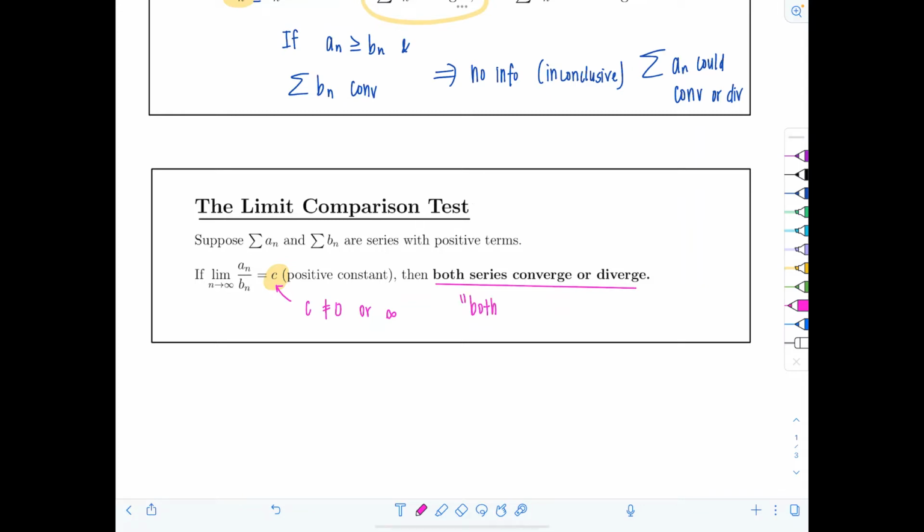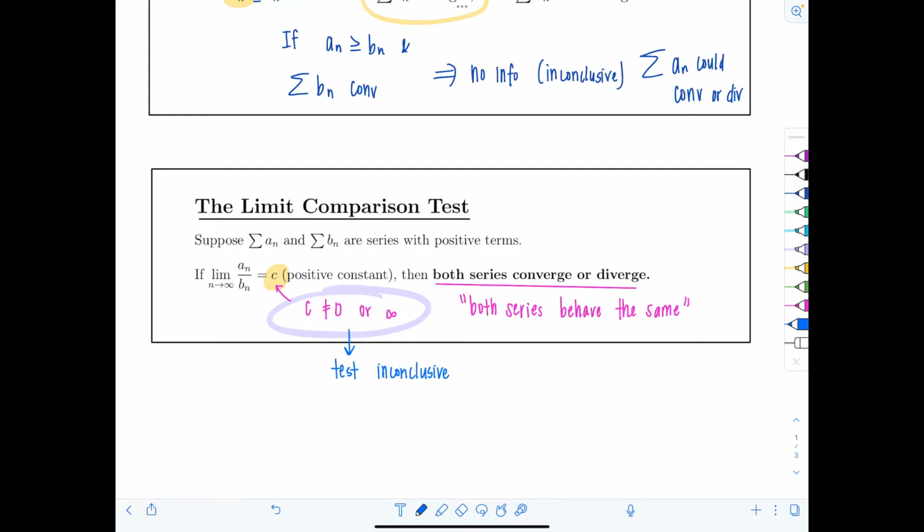So I'll repeat that phrase a lot. Both series behave the same. And a lot of times students like using this test better because you don't have to involve any inequalities, right? You just have to make sure that you choose the correct series to compare it to, so that this limit doesn't come out to be 0 or infinity. As a side note, if C is 0 or infinity, all that means is the test is inconclusive. Okay, you have no info, and most likely you chose the wrong series to compare it to. Okay, we'll talk about that more in a minute.